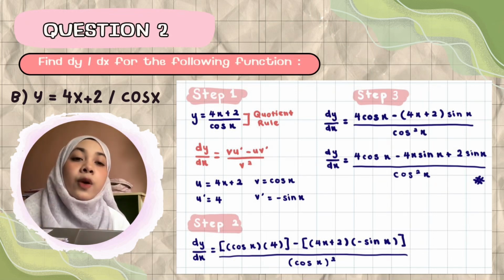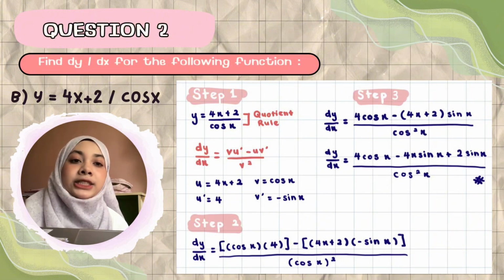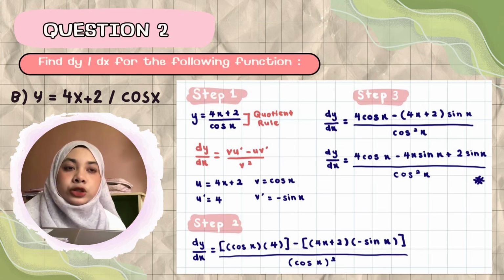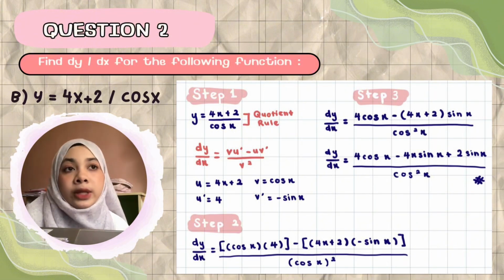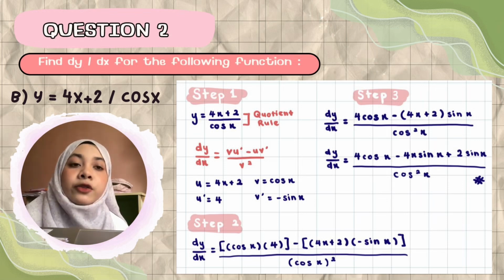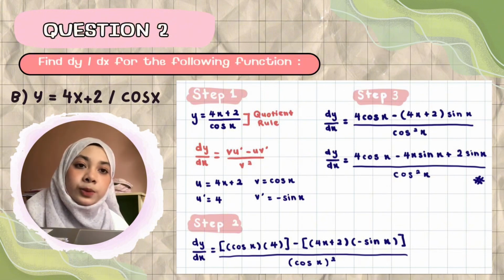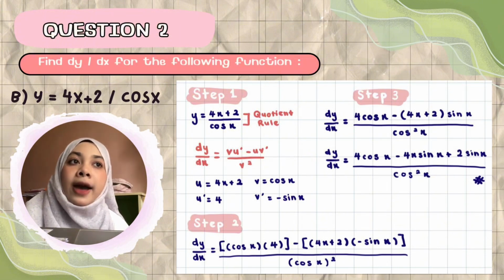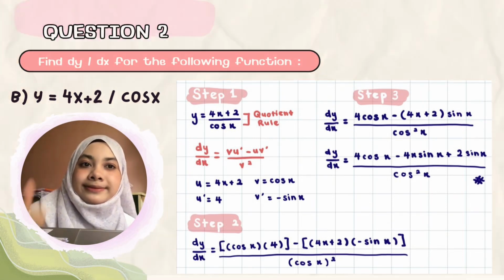Having all the values, we can substitute them into the quotient rule formula, which is dy/dx equals vu prime minus uv prime divided by v squared. So we get dy/dx equals cos x multiplied by 4 minus (4x + 2) multiplied by negative sin x, divided by cos squared x. Then we need to simplify and distribute it. Then we get dy/dx equals 4 cos x minus (4x + 2) multiplied by sin x, divided by cos squared x. The final answer would be dy/dx equals 4 cos x minus 4x sin x plus 2 sin x, divided by cos squared x. That's how we solve it.